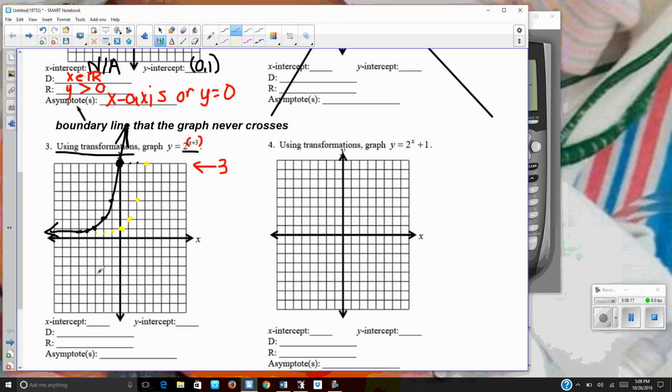So now let's answer these questions. Notice there's still no x-intercept. This one still does not cross the x-axis. It does cross the y-axis. Looks like at the point (0, 8).